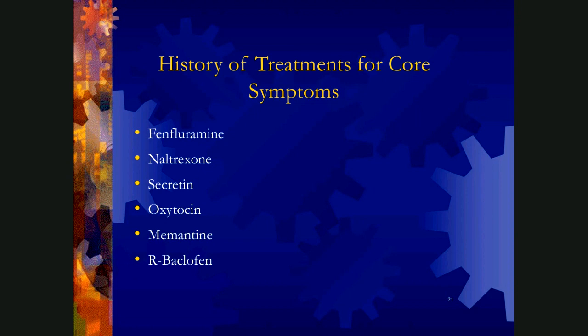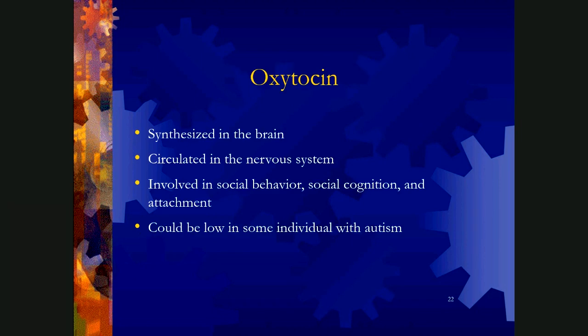Some medications that have been studied are fenfluramine. If people have been around for a while, they've heard of naltrexone, secretin, oxytocin, memantine, and arbaclofen. Since those don't have specific indications now for autism, and they're used, but the results are not solid in terms of their effectiveness, I'll just mention them at this point, and if you have questions, we could ask them later if we have time. I mentioned oxytocin because it's been studied a lot, and people have heard about it.